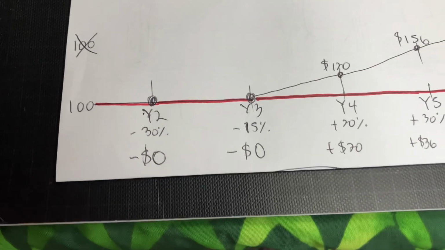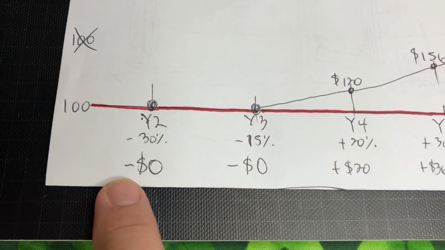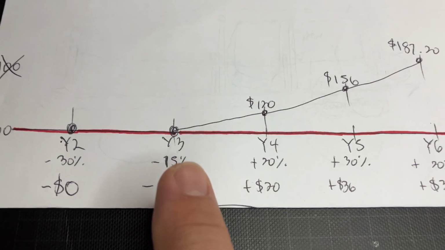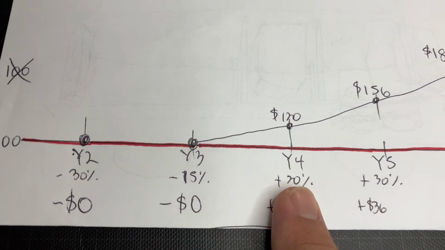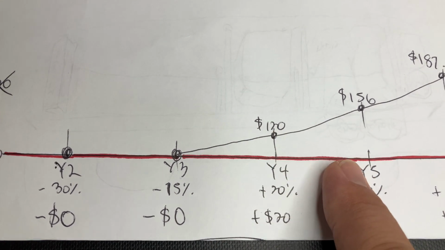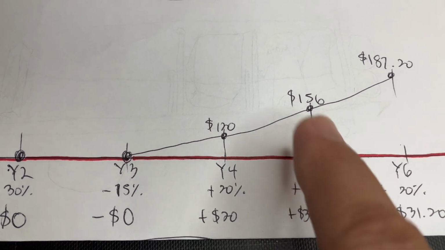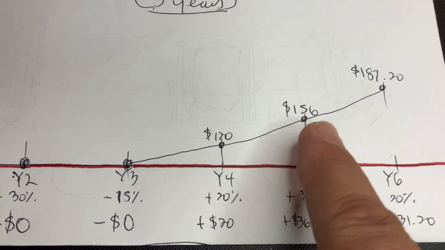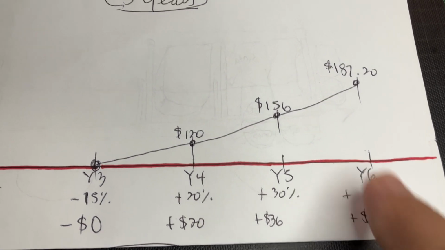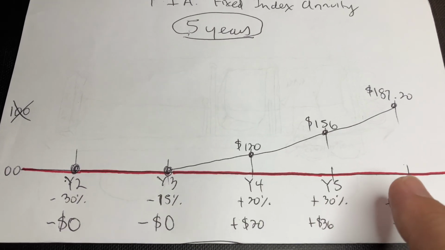Year two comes across, another 15% loss. 15% of zero is zero, so you still lose nothing. But now this is the part where the market starts coming up. Like in our last scenario, they gain 20%. 20% of 100 is $20, so now you're at $120. Year four comes around: a 30% gain of $120 is $36, which brings you up to $156. Then year five comes around, a 20% gain of 156 is $31.20, which gives you a total of $187.20.